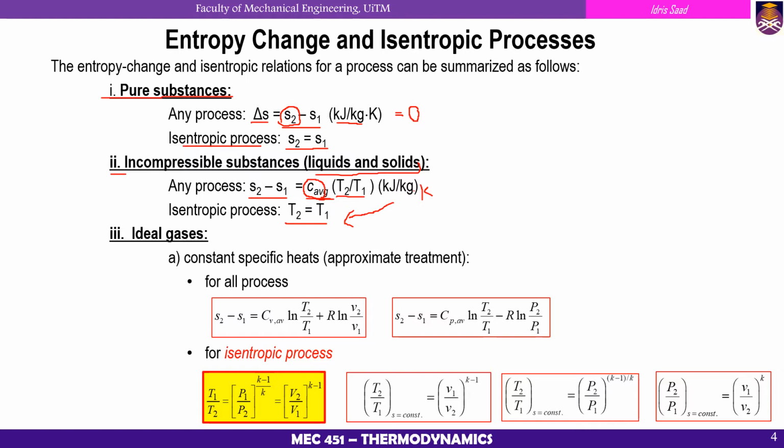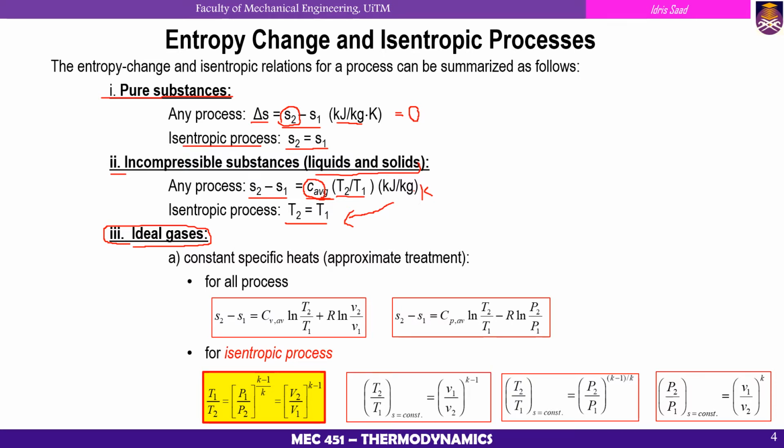Okay, the third case is for the ideal gases. For the ideal gases, as I pointed out in chapter 2, for this course we will only use the approximation method for the case of ideal gas, where we only use constant specific heat, normally at room temperature of 27 degrees Celsius or 300 Kelvin.